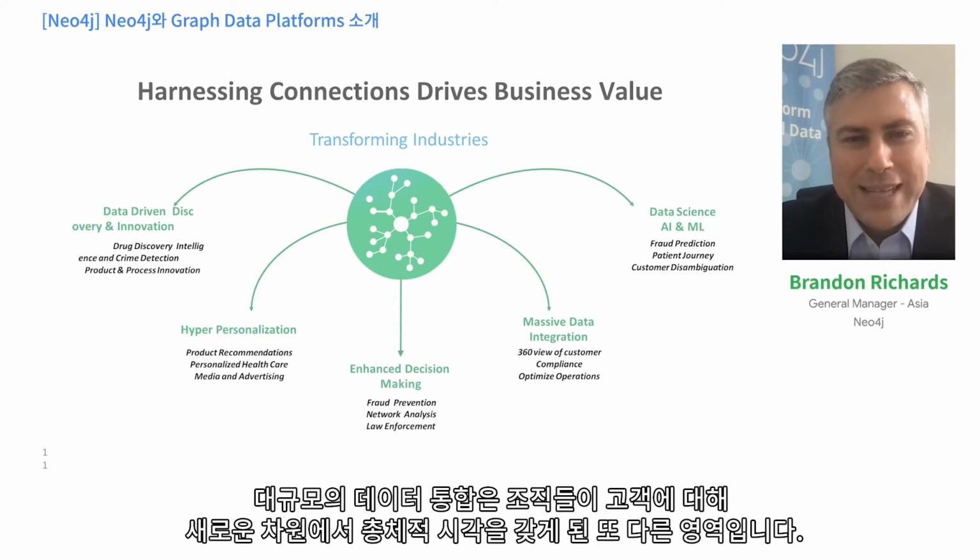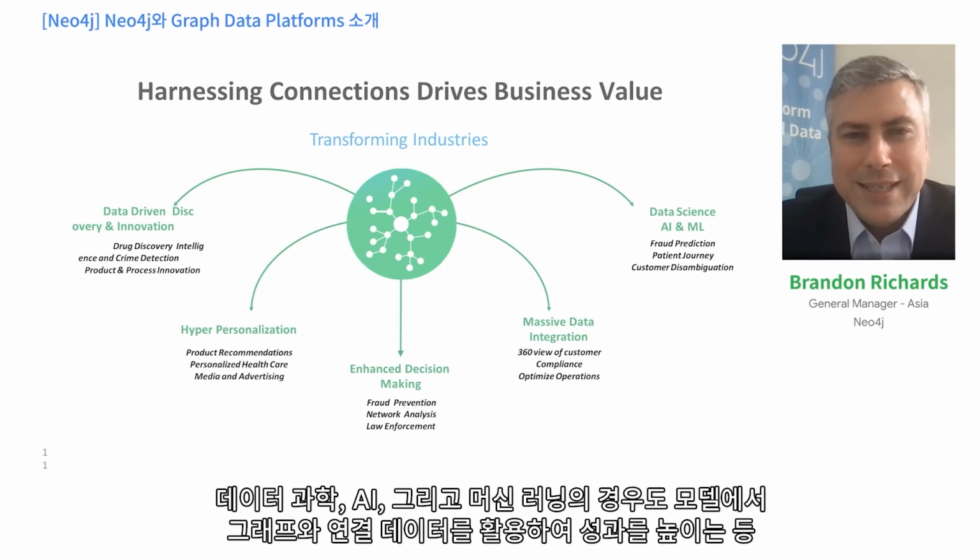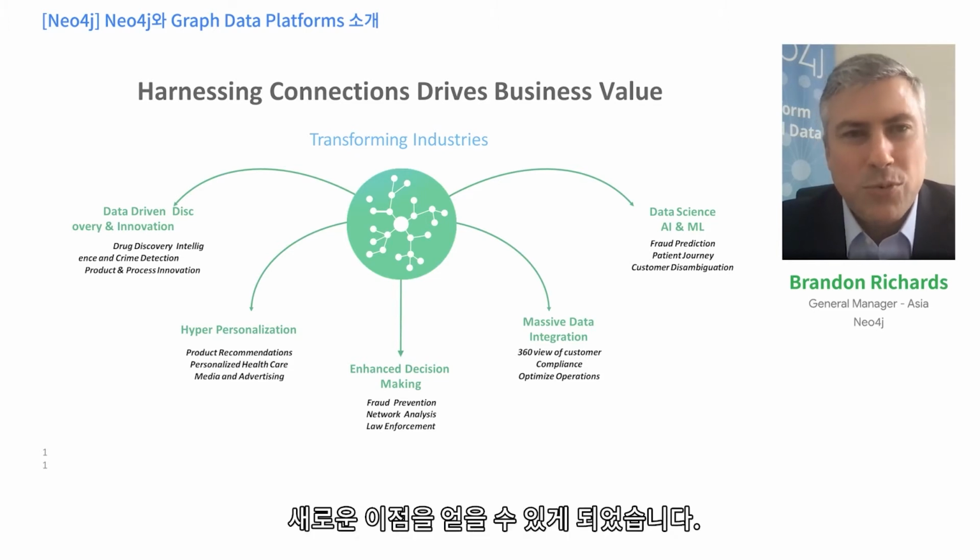We see massive data integration is another area where people are getting that next generation 360-degree view of their customer. Or in data science and artificial intelligence and machine learning, all the new things we're able to get out of that, we get better outcomes by leveraging graph and connected data in our models.